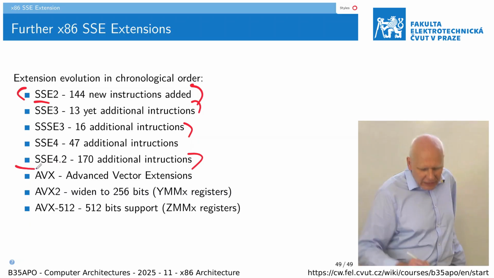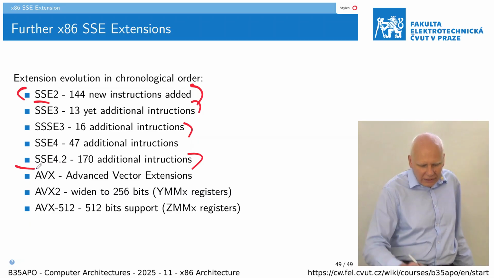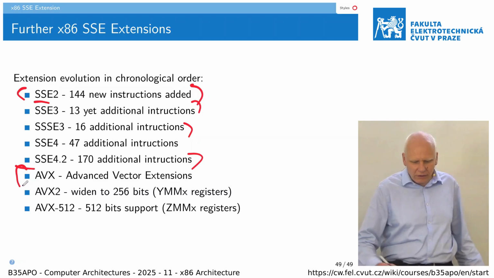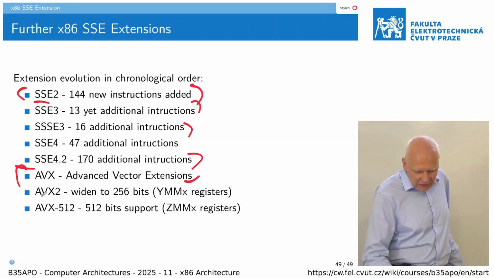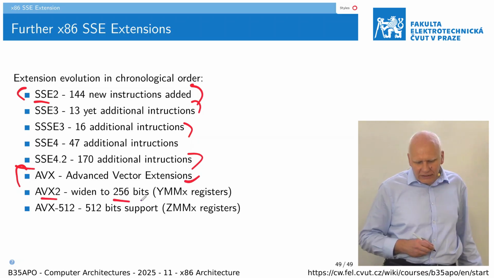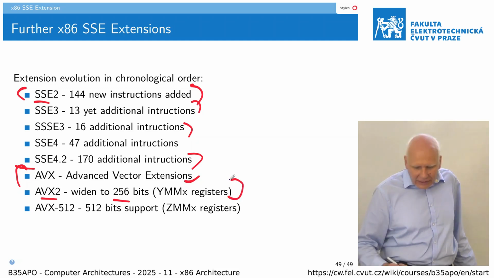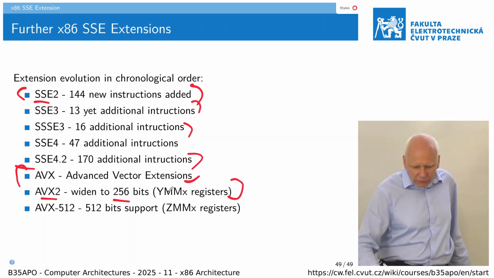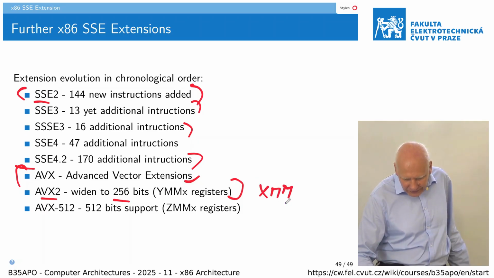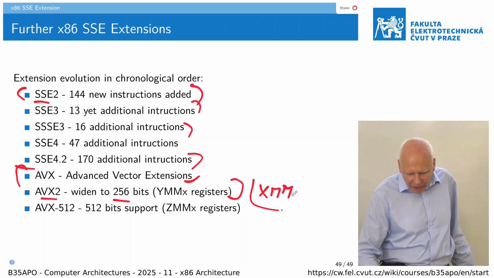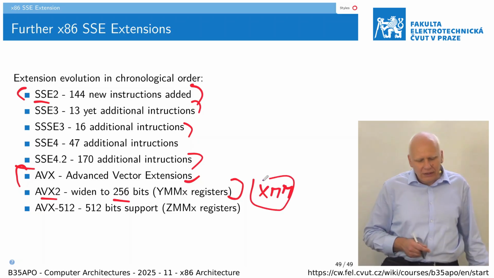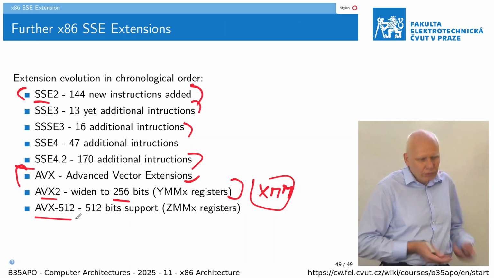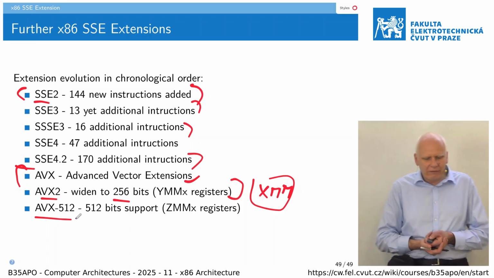Then the encoding became full, so they added the prefix for AVX, advanced vector extensions, and AVX2 adds 256-bit registers, but in fact those registers are an extension of the original XMM registers. So the lower part is XMM and the upper 128 bits have been added. Then maybe you know that there is AVX-512.